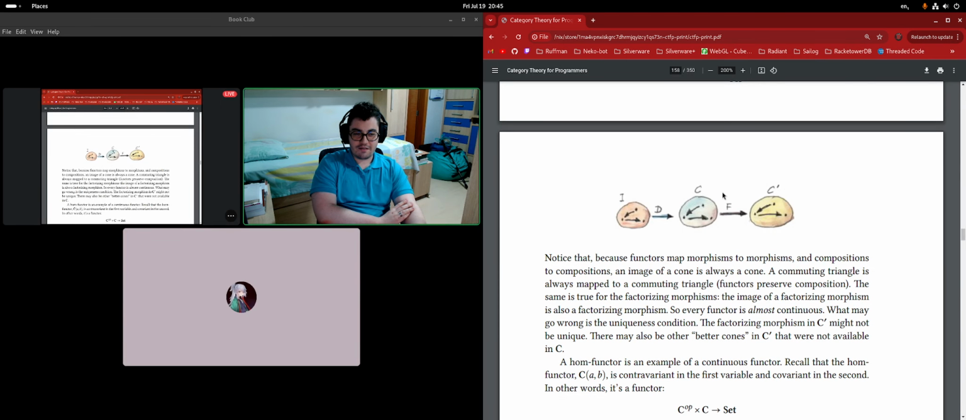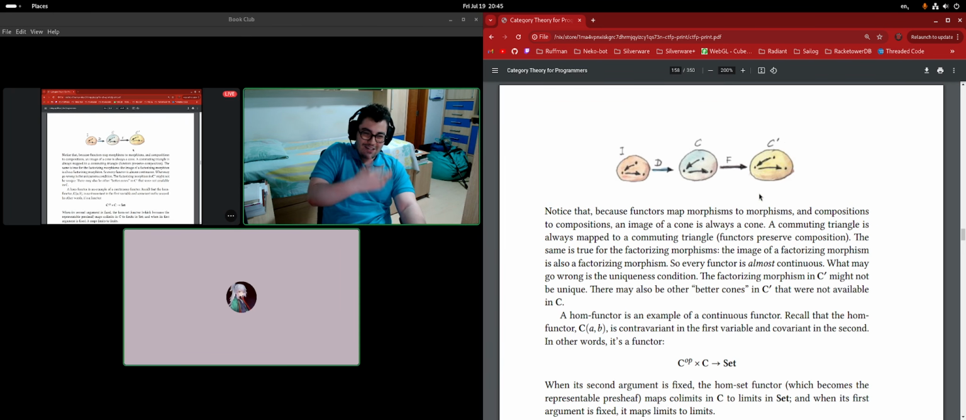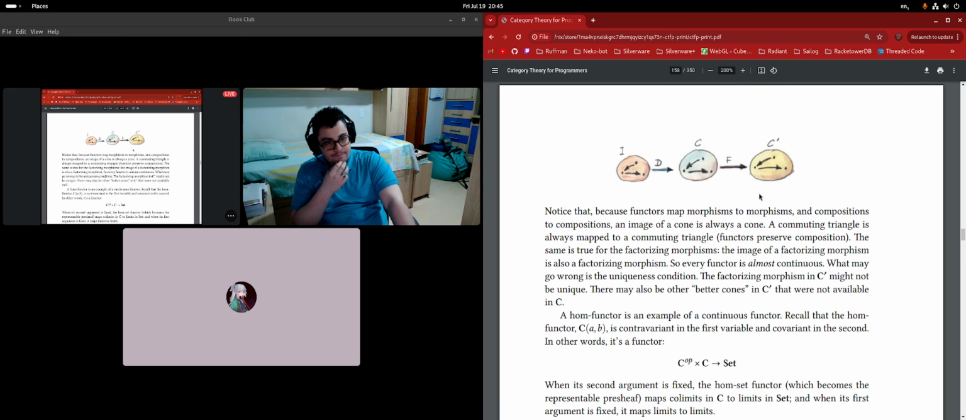This picture is kind of not good in my opinion. It's very not good, because it's not really showing the guts of the limit being there and being transposed. But okay.